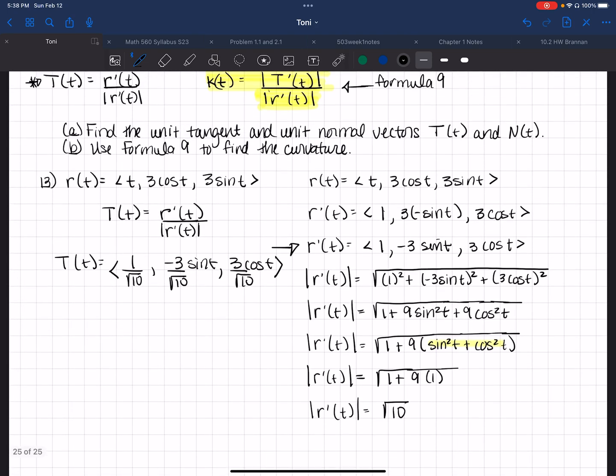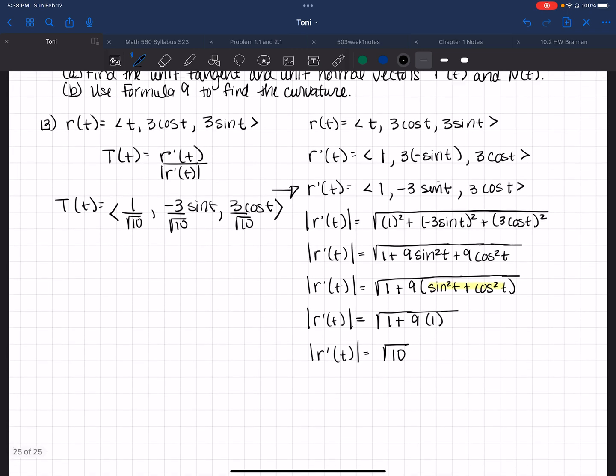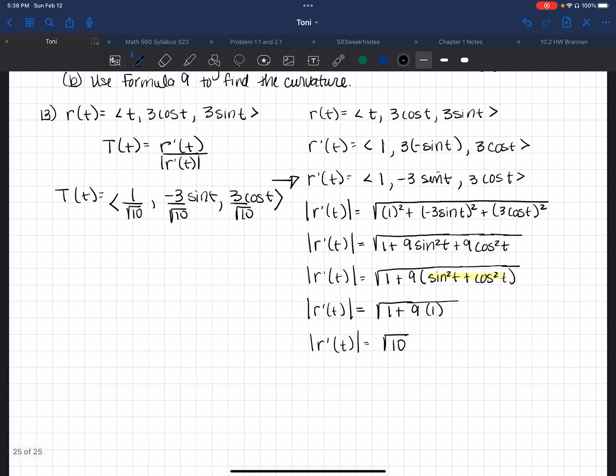Okay, now B wants me to use Formula 9. Well, I know what r prime of t is. The length of that, I've got to find the length of t prime of t. Okay? Well, that means that I need to now find t prime of t.